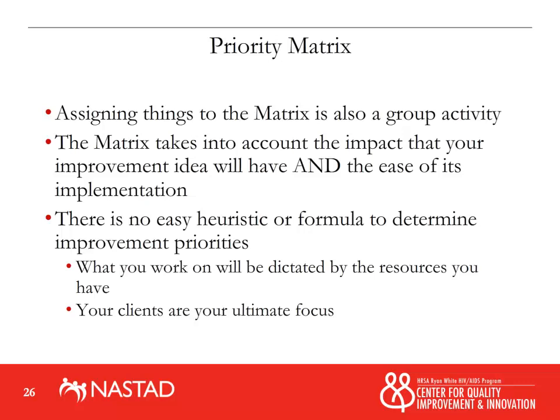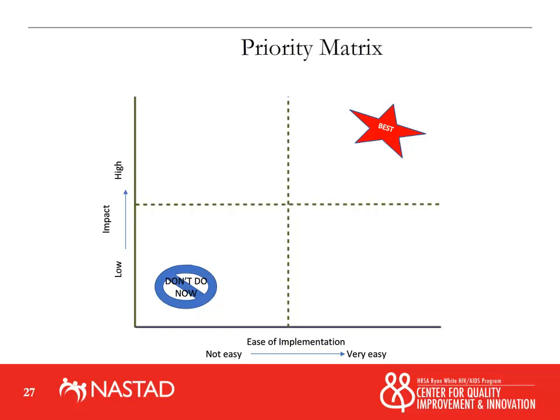There's really no easy way to determine improvement priorities considering those two things, the ease of implementation and impact. But one of the things that can help you is something called a priority matrix. A priority matrix takes those things into account and helps you determine where you want to proceed. This is the priority matrix. As you can see, over on the left, on the y-axis, it looks at impact. It goes from low to high. And on the x-axis, it looks at ease of implementation, from not easy to very easy.